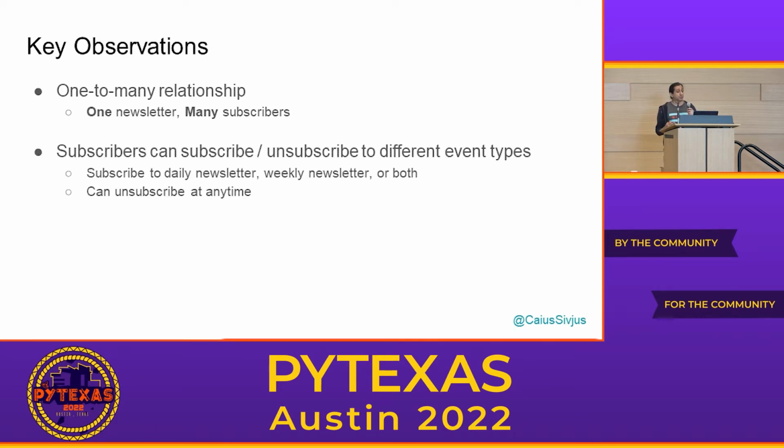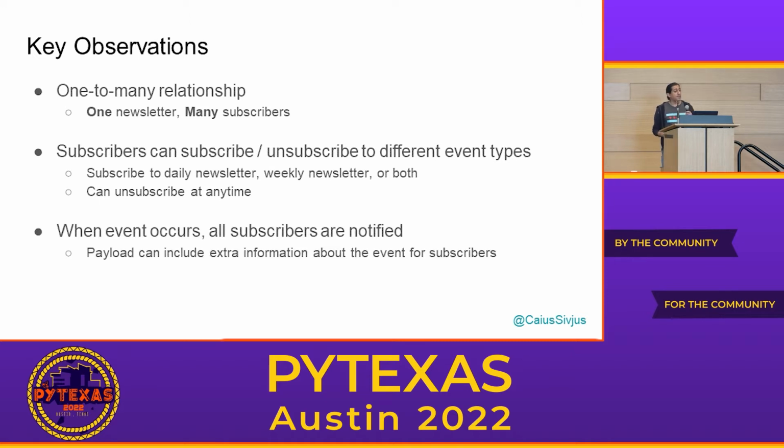Subscribers can also subscribe to different event types. So we can subscribe to our daily newsletter, our weekly newsletter, or both. Users can also unsubscribe. And note that these things are business requirements. We might have other cases where limitations are we won't let people unsubscribe, or users can only subscribe to one type of newsletter. And then finally, when an event occurs, all subscribers are going to be notified.